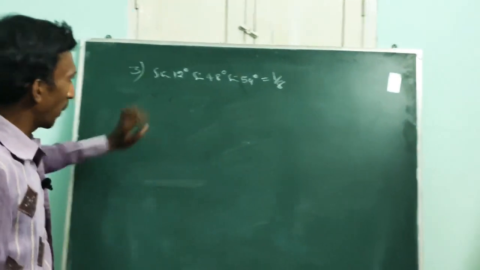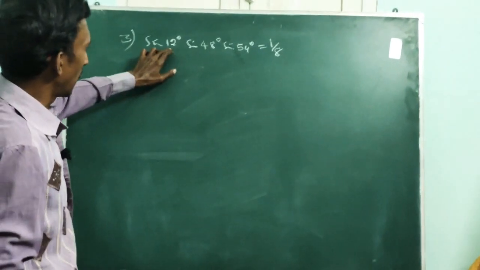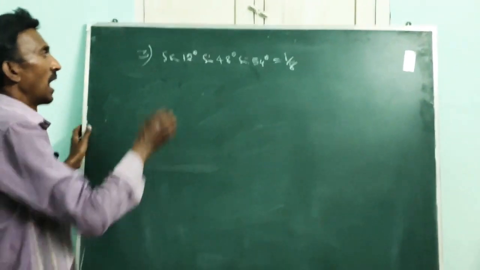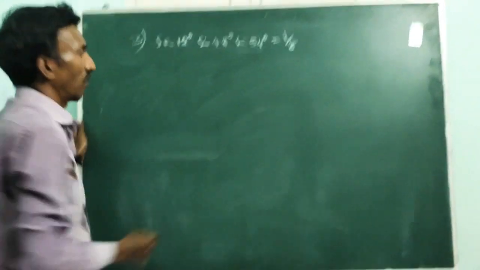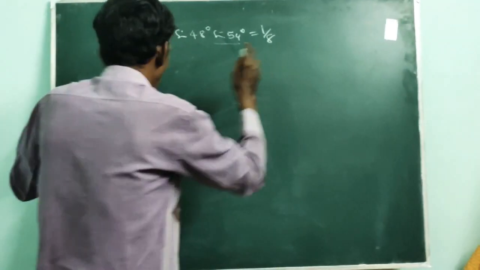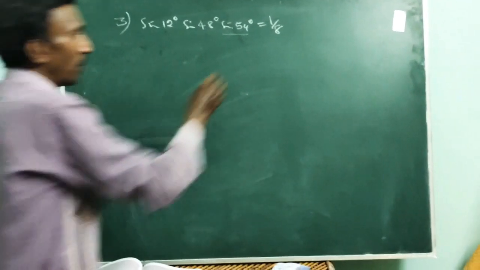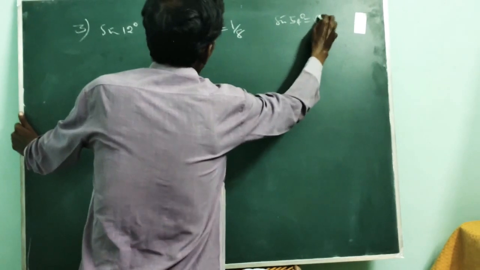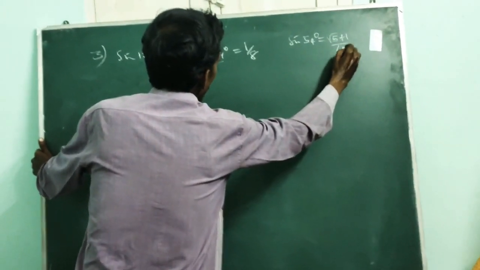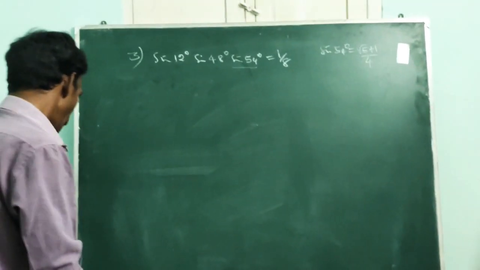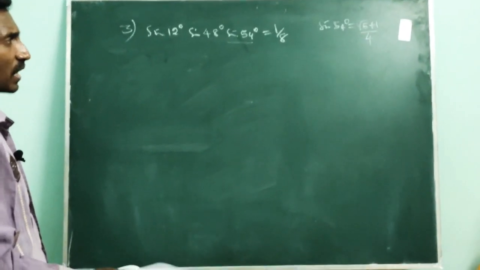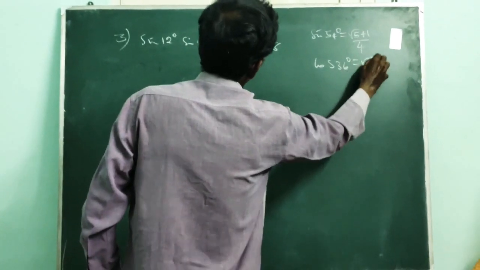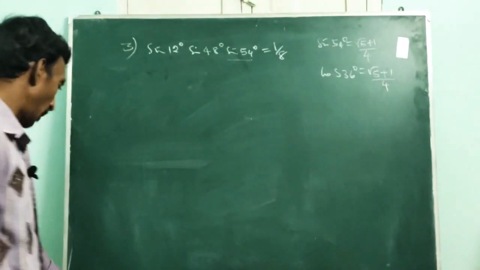Question number 3 in the exercise 3.6, show that sin 12 degree into sin 48 degree into sin 54 equal to 1 by 8. So my dear student, here among the 3 values, sin 54 is the known value. So refer example number 3.29. There sin 54 value we obtain. It is root 5 plus 1 by 4. Okay. So it is given in example number 3.29. Sin 54 degree equal to root 5 plus 1 by 4. In the meantime, cos 36 degree also the same value, root 5 plus 1 by 4. So take both the values.